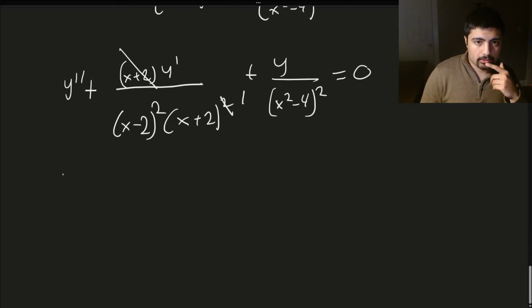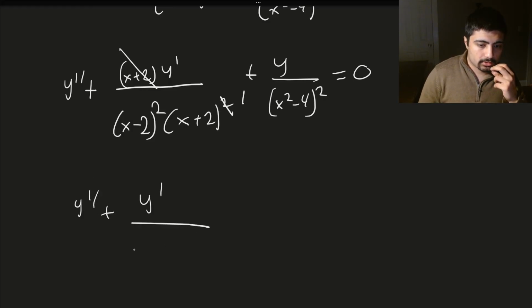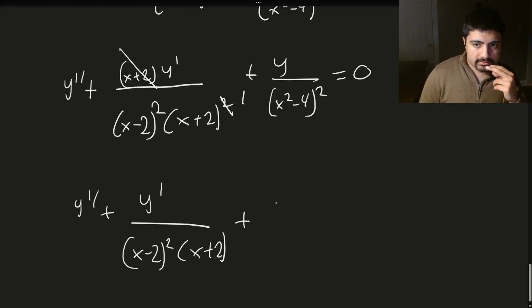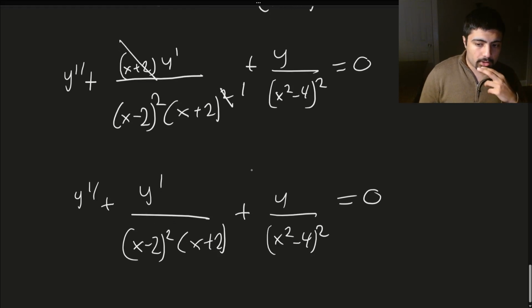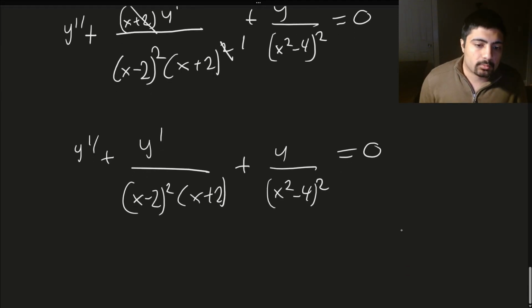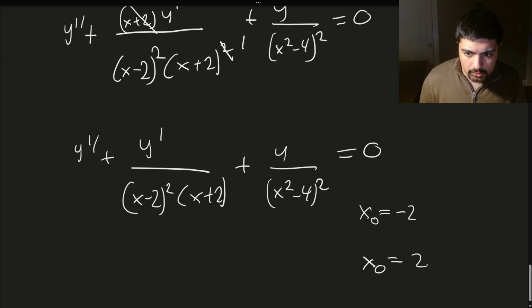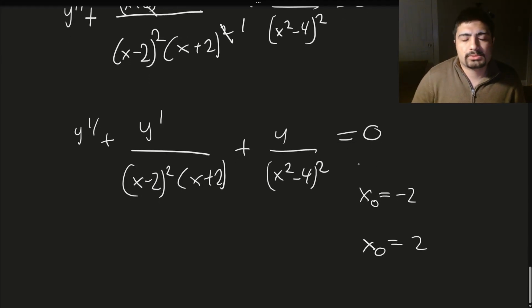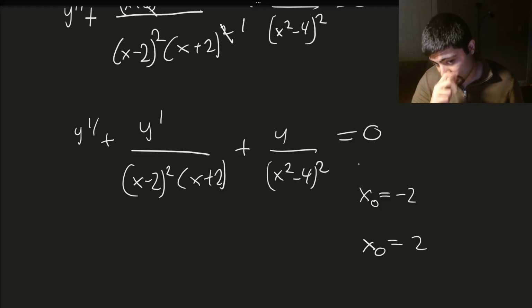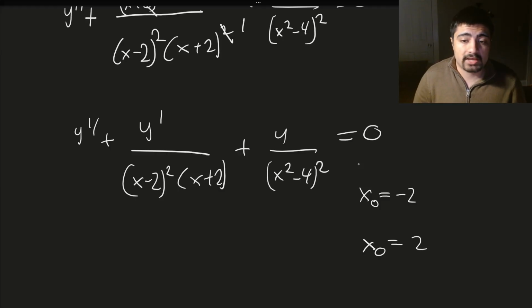Okay, next step will be y double prime, I'm just going to simplify this: y prime over (x minus 2) squared times (x plus 2), plus y over (x squared minus 4) squared equals 0. So what are the singular points? Well, singular points will be x0 equals negative 2 is one of them. x0 equals 2 is also one of them. Are both of these irregular or regular? So both of them are singular points. We know that because the denominator is going to have a vertical asymptote.